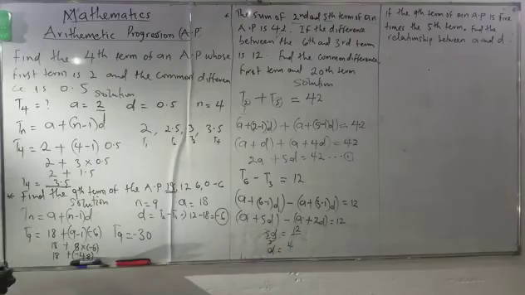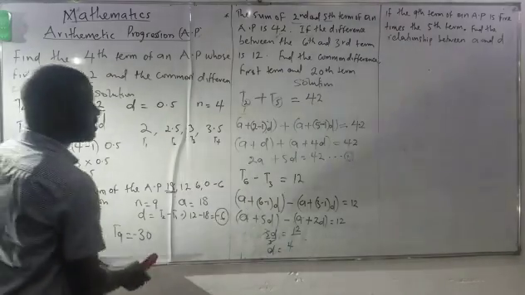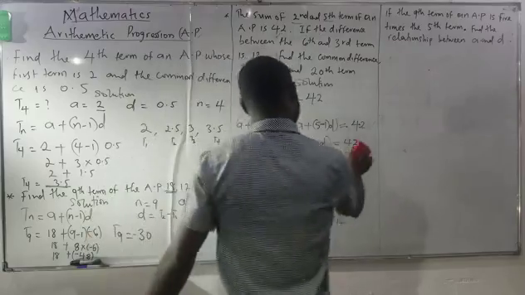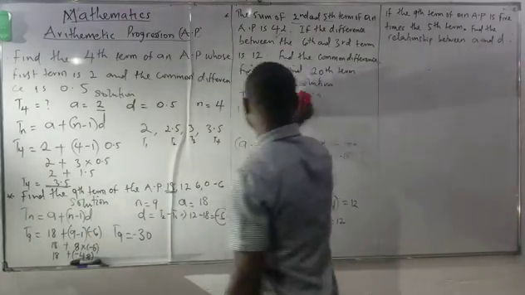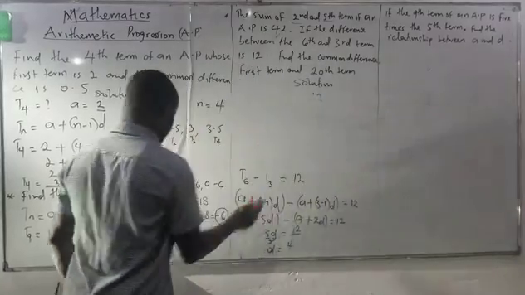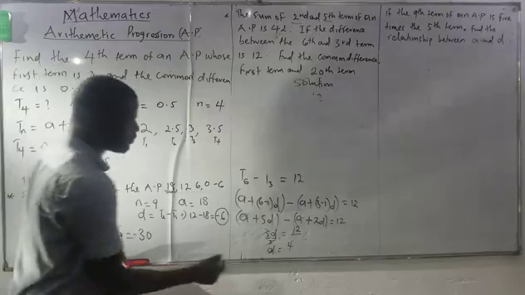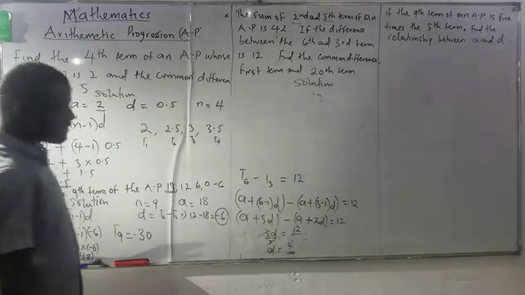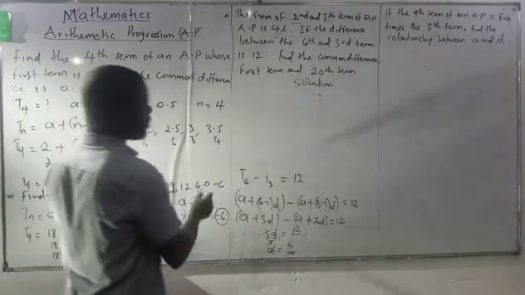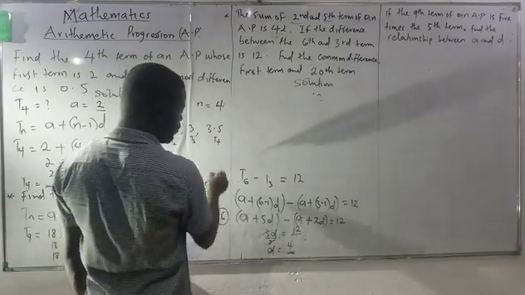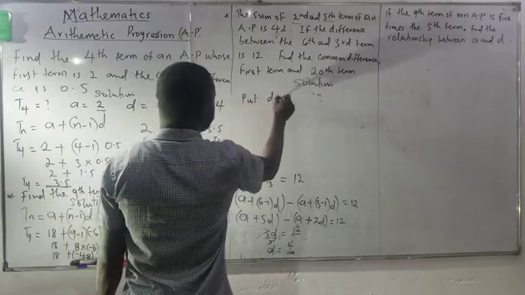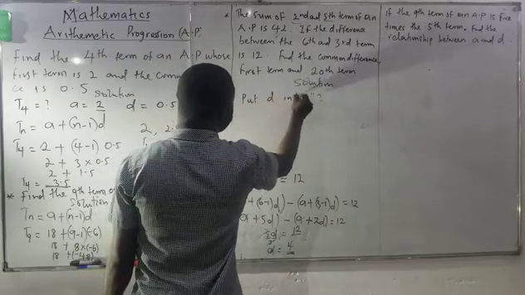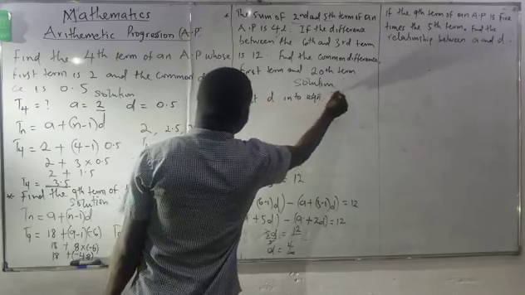Since my D is equal to 4, please take note of this information. Now, since my D is equal to 4, I can find my A by putting D into equation 1.